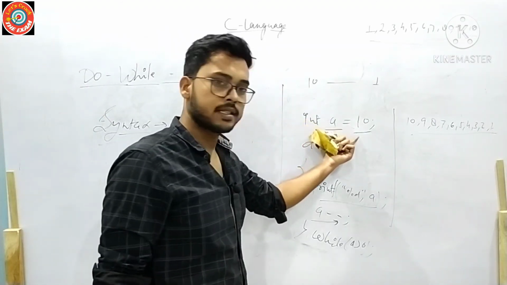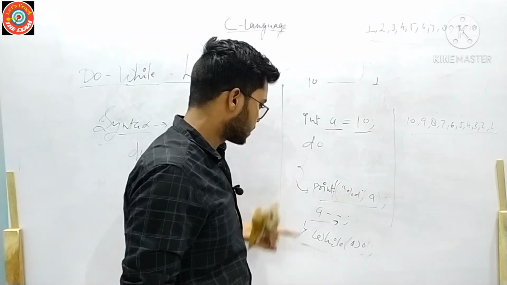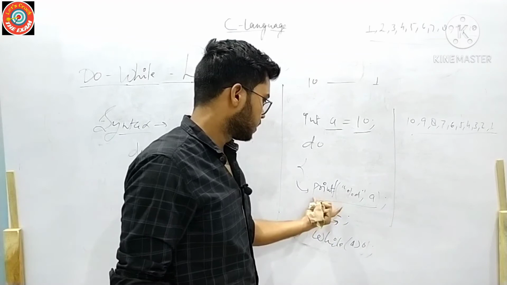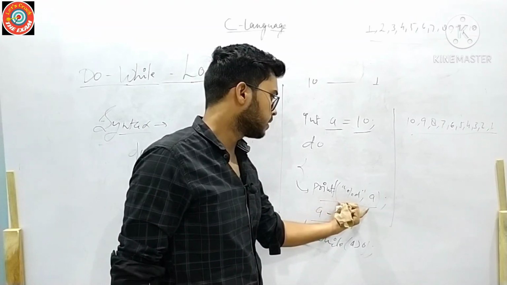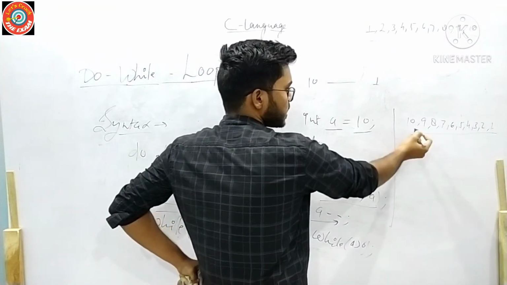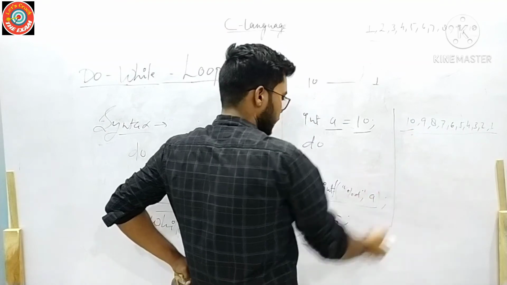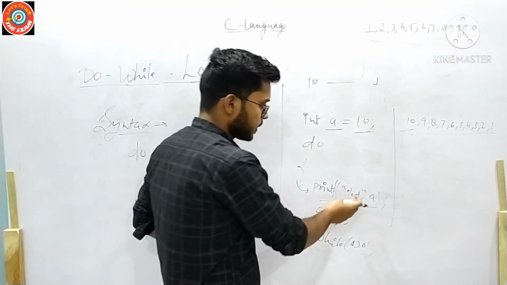So the value of a is 10. Okay, the body of do will execute. So the compiler will see that there is a printf function. Okay, so it is saying that print the value of a, so it will print the value of a and the value of a is 10, so it will print on screen 10. Okay, then it will decrease the value of a from 10 to 9.